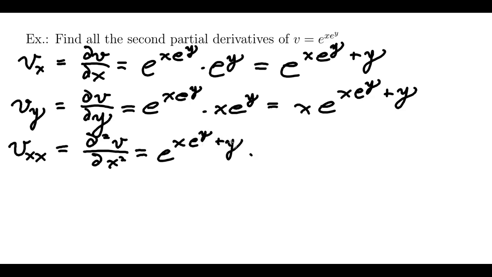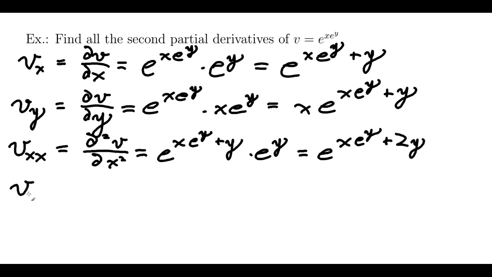Y is constant with respect to x, so that part will go to 0. We have x e to the y. Derivative of x is 1. Again, e to the y is constant. So we again are just multiplying that by e to the y. And if you want, you can simplify that. Again, we're multiplying two exponential expressions with the same base, so we can add the exponents, and that gives us e to the power of x e to the y plus 2y.